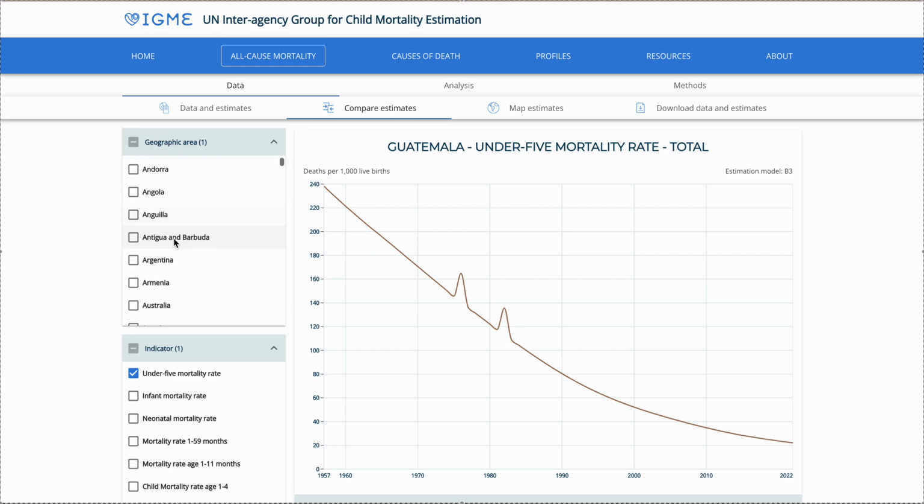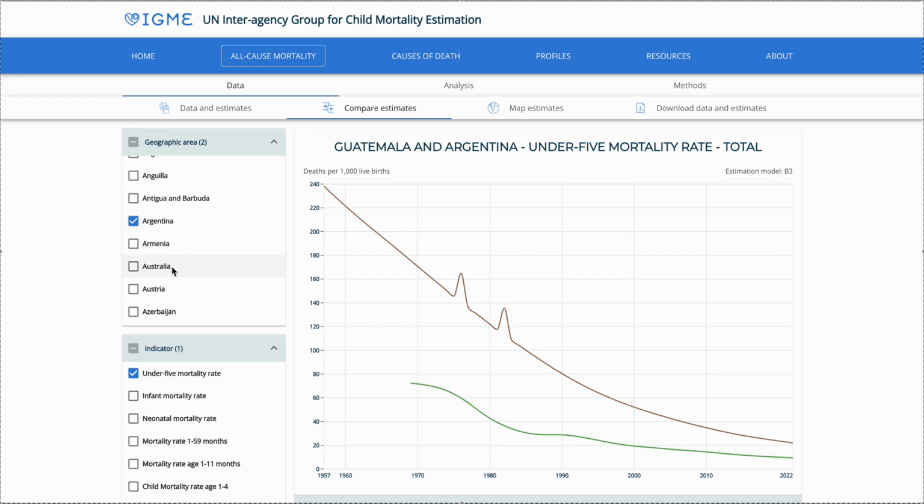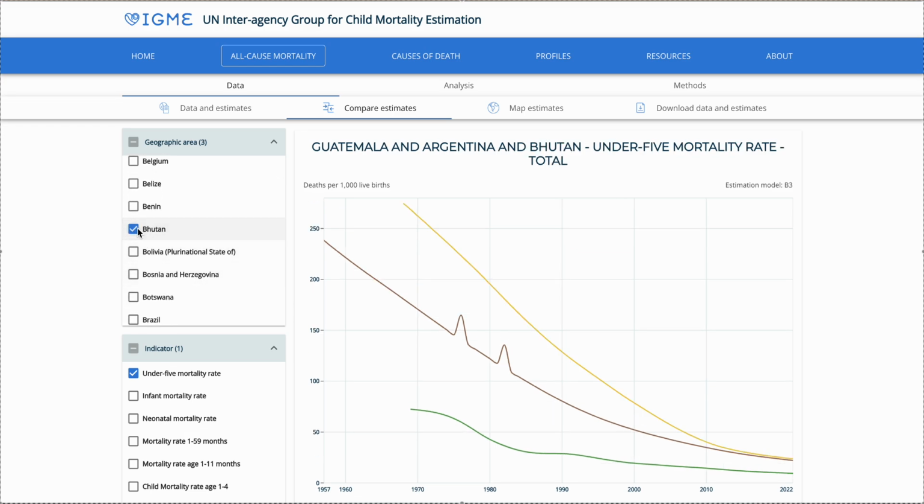Okay, so I'm going to unselect and I'm going to choose, let's say, Argentina, where I have 2 engineer friends. And I would love to choose, let's say, Bhutan. I know the prime minister there. Bhutan's kind of famous for being one of the happiest places on earth.